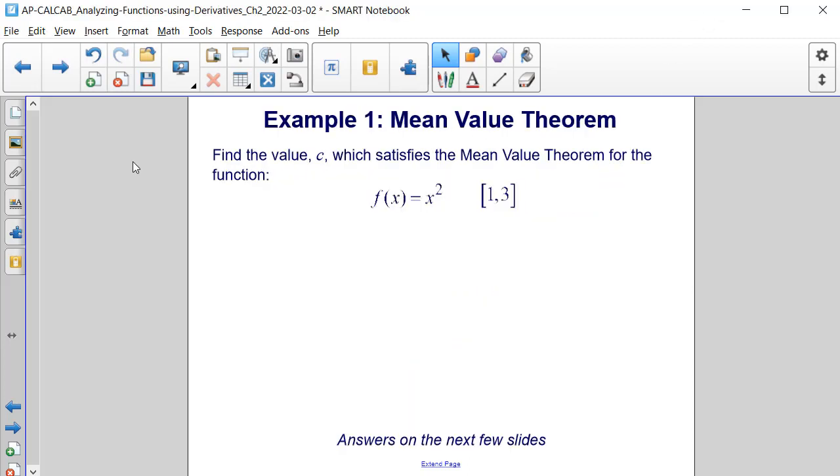Now let's try an example using the mean value theorem. Find the value c which satisfies the mean value theorem for the function f of x equals x squared on the closed interval from 1 to 3.